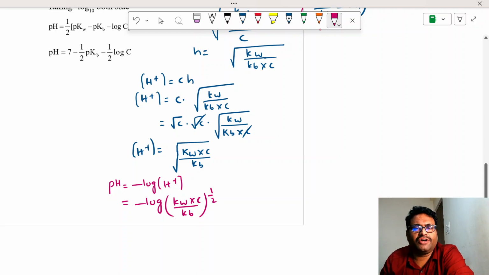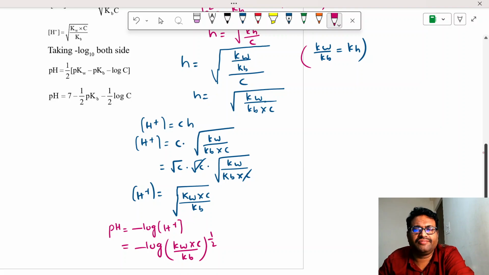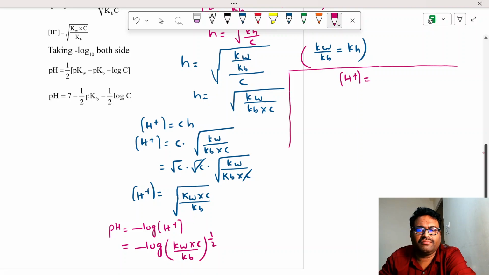Then what do you get on calculating this? Or the other way also you can calculate. For the purpose of understanding, we can make it like this. So what is that? H plus ion concentration is equal to, what did we write? Kw into C by Kb whole power 1 by 2.